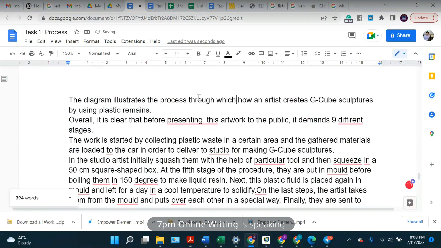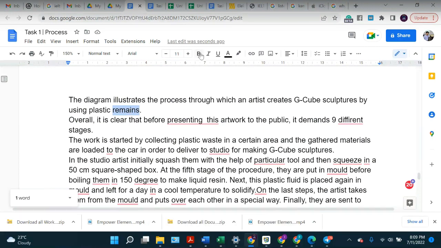And then I think it would just go from there, right? The diagram illustrates the process through which an artist creates, right? Yeah, cube sculptures by using plastic remains. Not sure about the word remains. Yeah, that was the second thing I was going to mention.